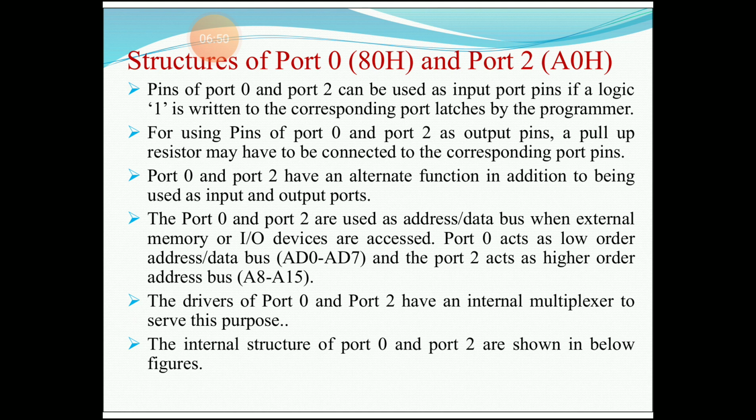Port 0 and port 2 have alternate functions in addition to being used as input and output ports. Port 0 and port 2 are used as the address and data bus when external memory or I/O devices are accessed. Port 0 acts as the lower order address and data bus, that is AD0 to AD7, and port 2 acts as only the higher order address bus, A8 to A15. The drivers of port 0 and port 2 have an internal multiplexer to perform this operation. The internal structure of port 0 and port 2 is shown in the figure below.